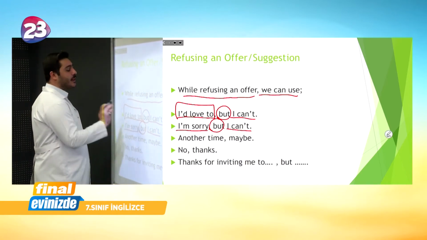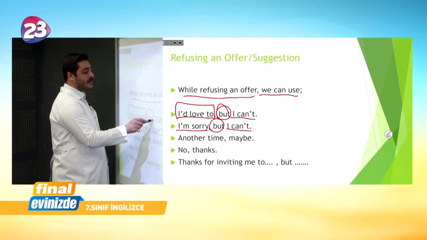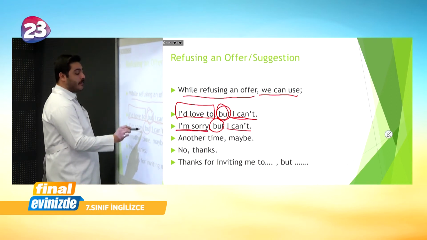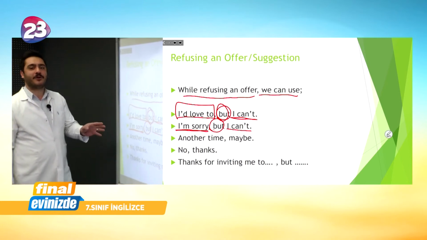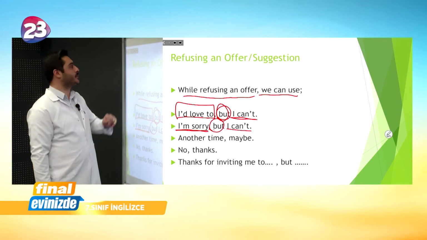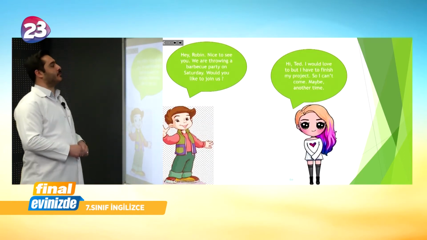Look, I would love to is a positive answer, but after but, it says I can't. I'm sorry, but I can't. When you see but after a positive sentence, that means it is a refusing sentence. So let's see an example.